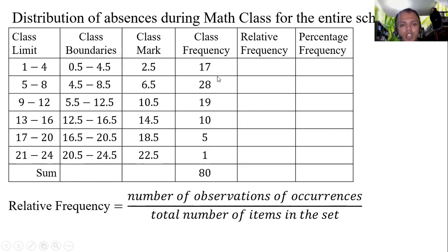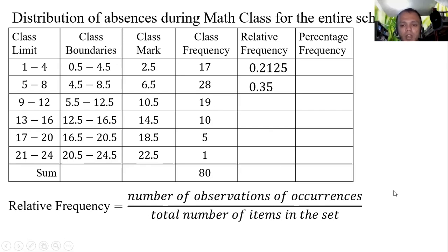So here, in the first class, we have 17 divided by the total number of items, which is 80. Then we have 0.2125. Next, we have 28 divided by 80. Let's do it one by one, divide by 80. Then that would be equal to 0.35.